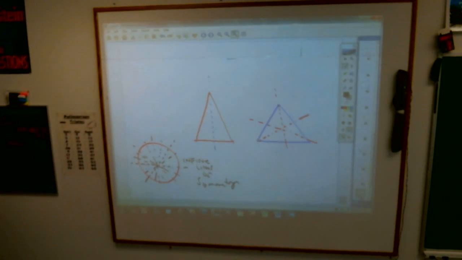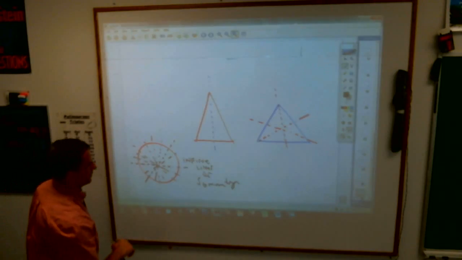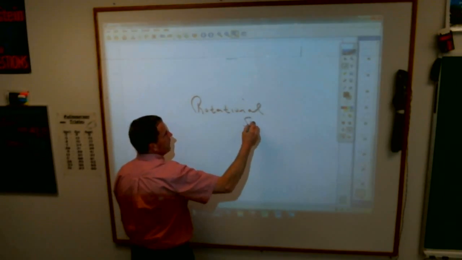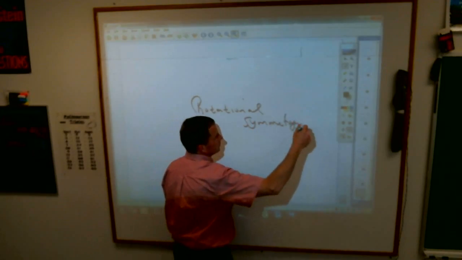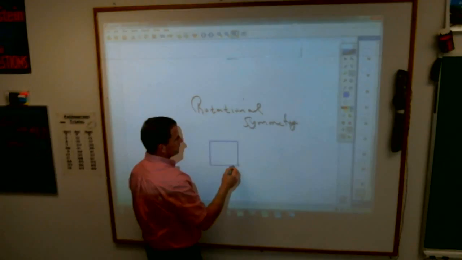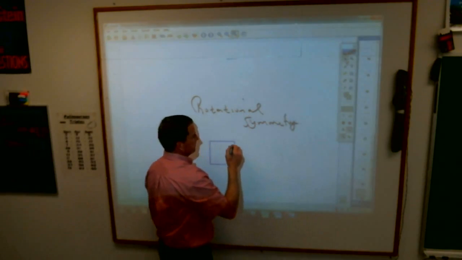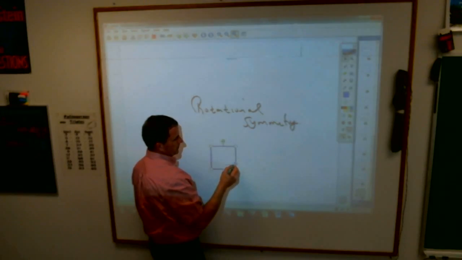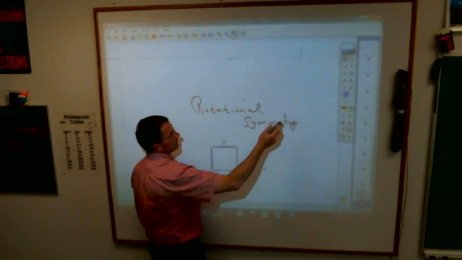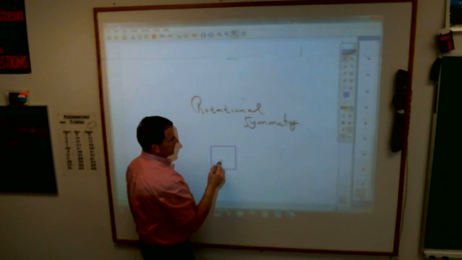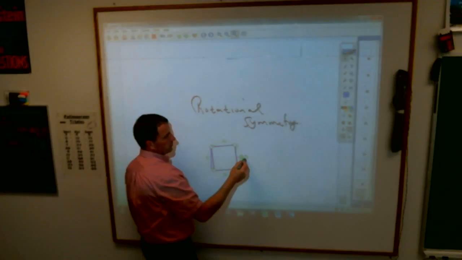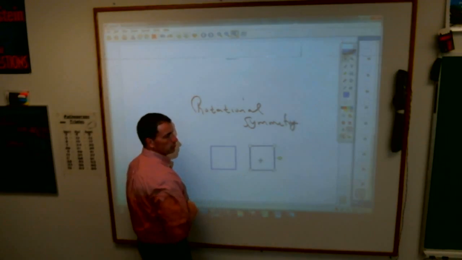And then we also have to talk about one more thing, which is called rotational symmetry. Rotational symmetry means this: if you can take a shape and rotate it, and it ends up being the exact same shape before you spin it all the way around and make one whole revolution, it has rotational symmetry.